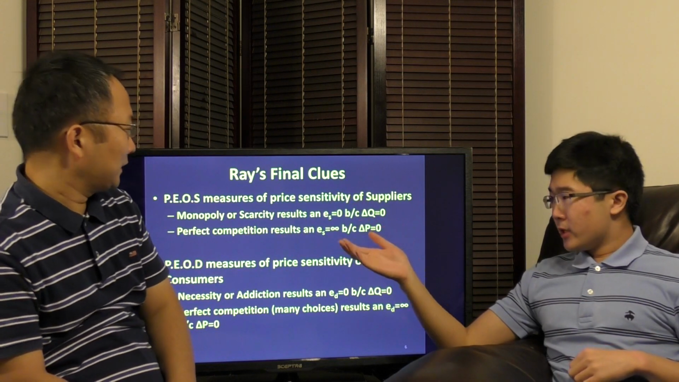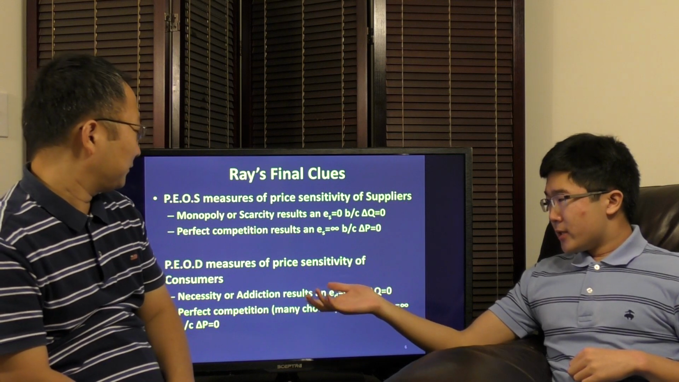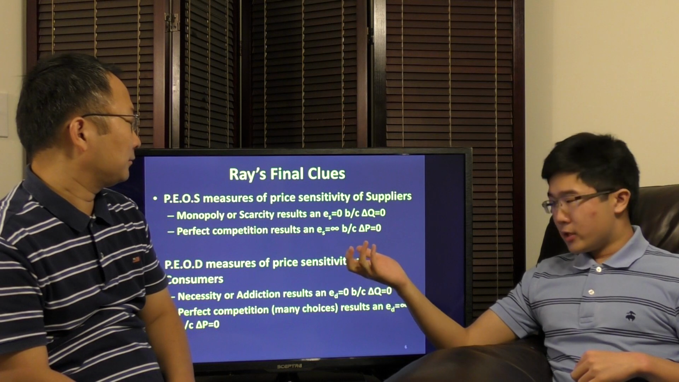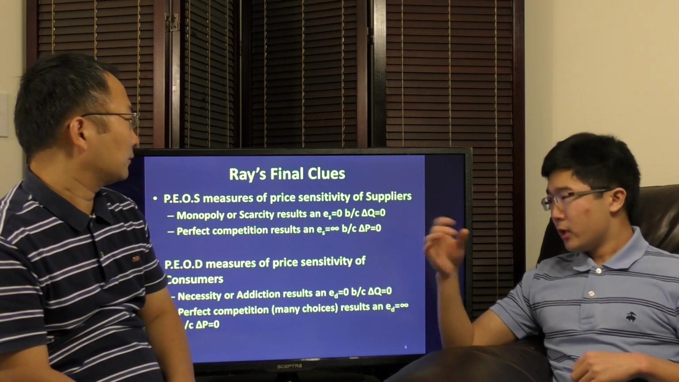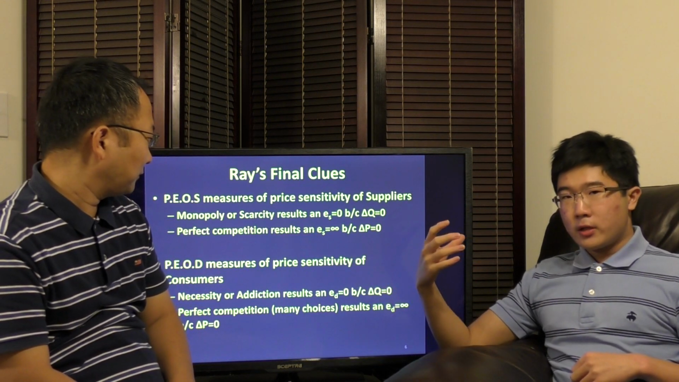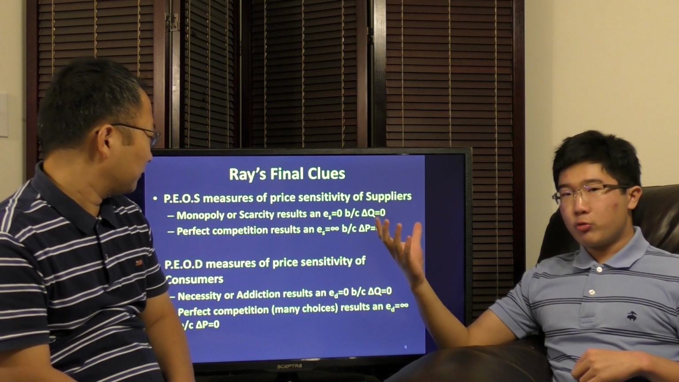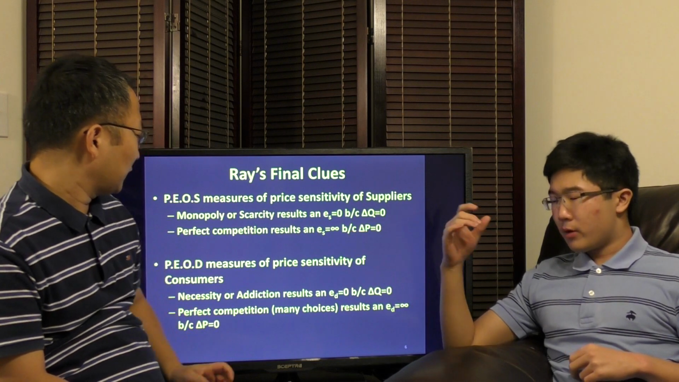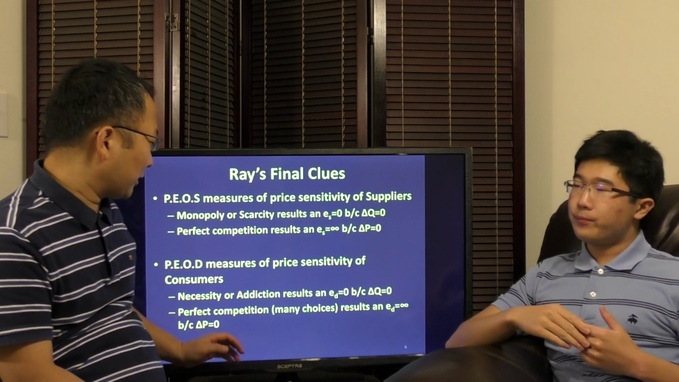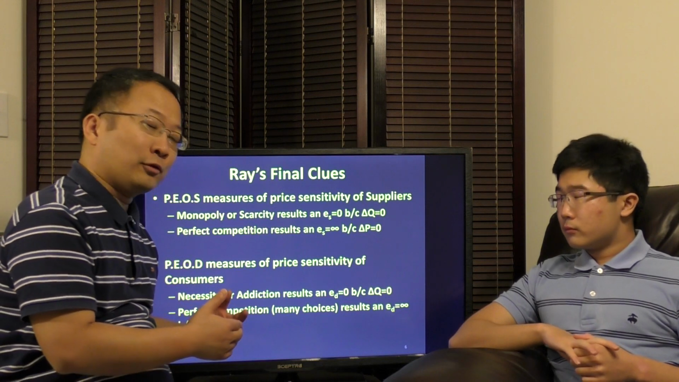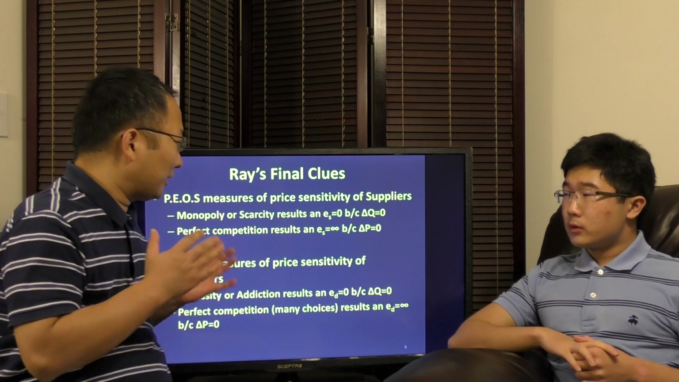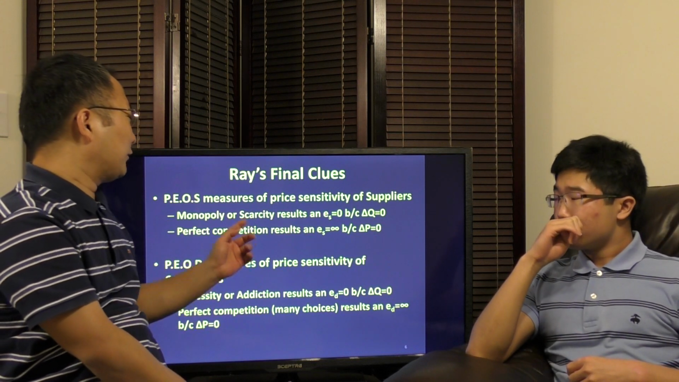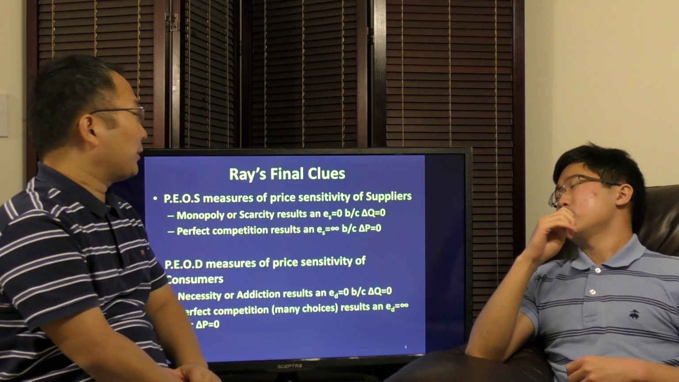And in the opposite case for PEOD, if necessity or addiction is a large factor, then elasticity is close to 0, or theoretically 0, because quantity is fixed. We're buying it no matter what. If there's perfect competition, there are a lot of choices, so why should we stick with a different price? We can go to another choice at the market price, so delta P equals 0. Price is almost fixed, because once the price is reduced just a little bit, it will be a floodgate, and a lot more demand will be created. So that's just like the case for perfect competition with PEOS.